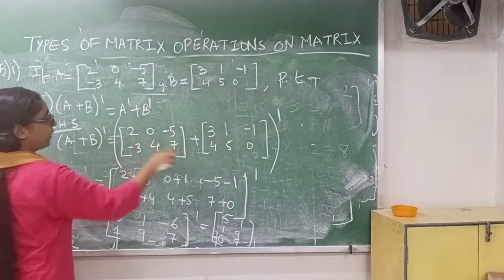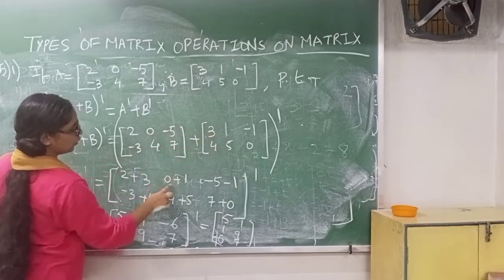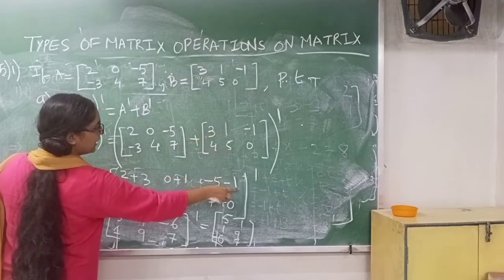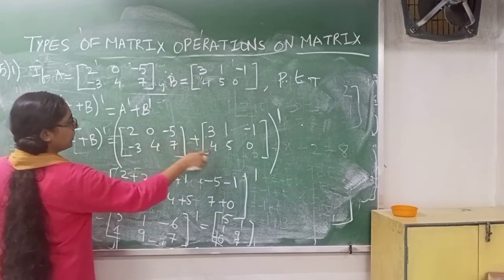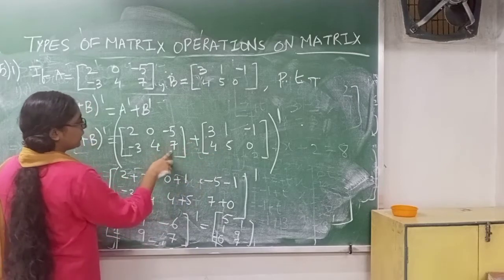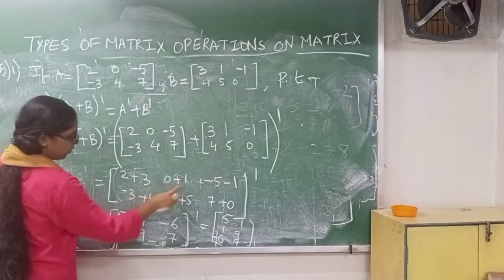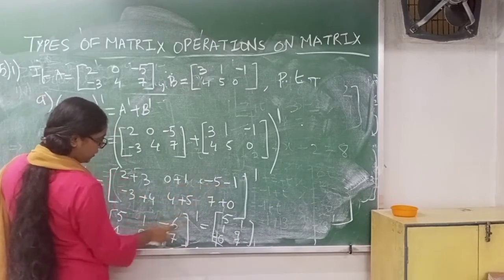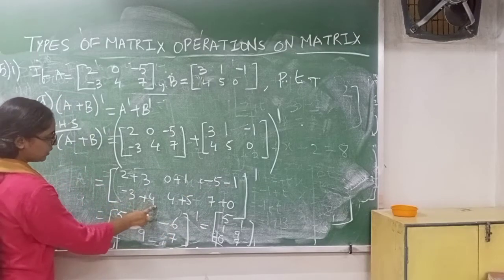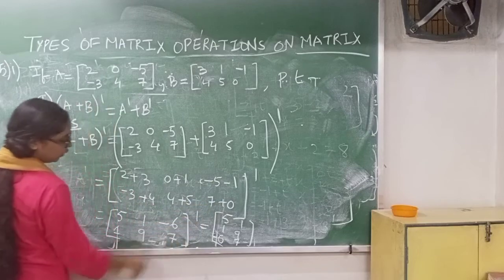Then you have to add first: 2 plus 3, 0 plus 1, minus 5 plus minus 1, so plus minus will become minus. Minus 3 plus 4, then 4 plus 5, then 7 plus 0. 2 plus 3 is 5, 0 plus 1 is 1, minus 5 minus 1 will give you minus 6, minus 3 plus 4 will give you 1, 4 plus 5 will give you 9, 7 plus 0 will give you 7.